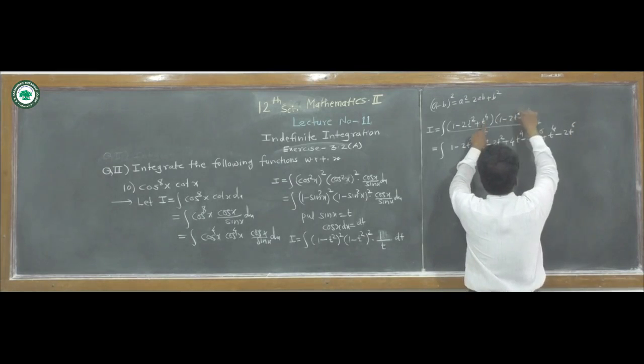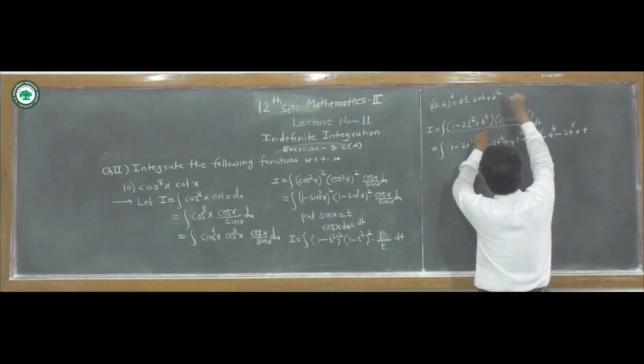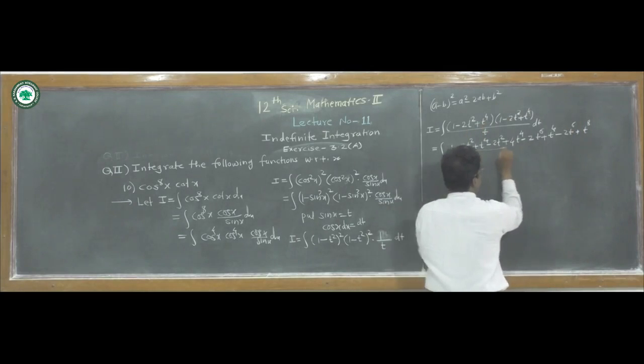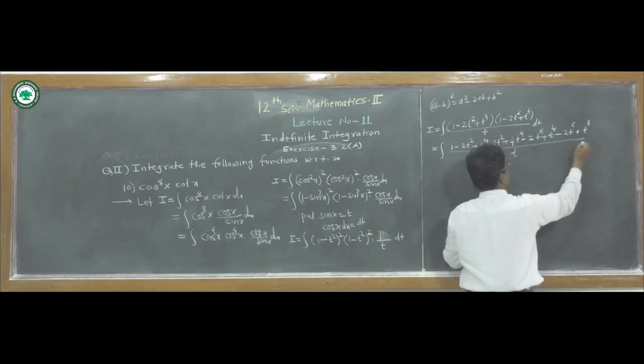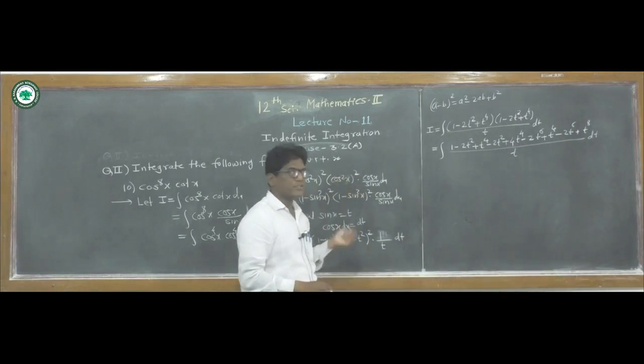Then t to the power 4 into t to the power 4. Before that, plus into plus is plus, and t to the power 4 plus 4, that is 8, and the whole divided by t, and here write dt. And now here take the separate division for each term.